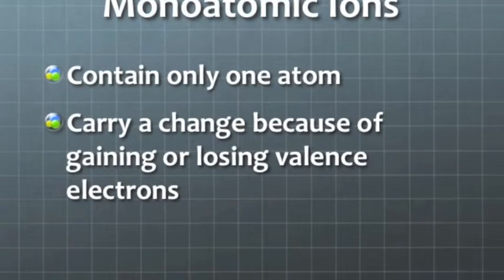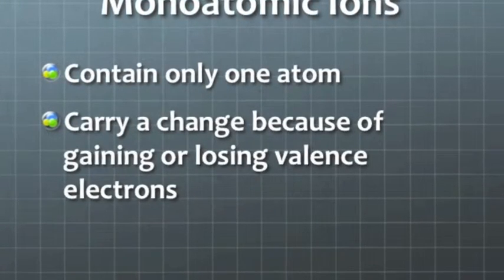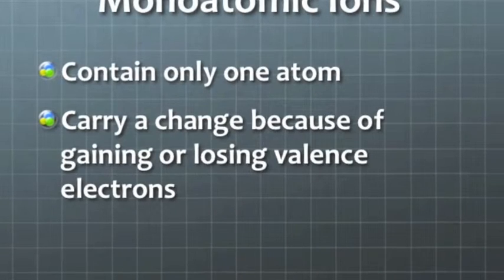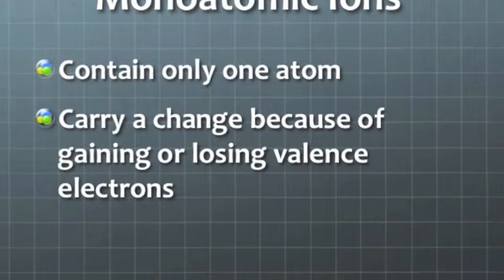Monatomic ions only contain one atom. Also, they carry a charge because of gaining or losing valence electrons.